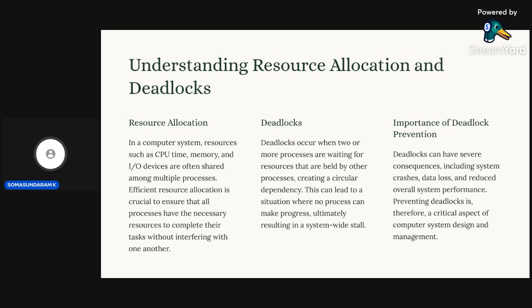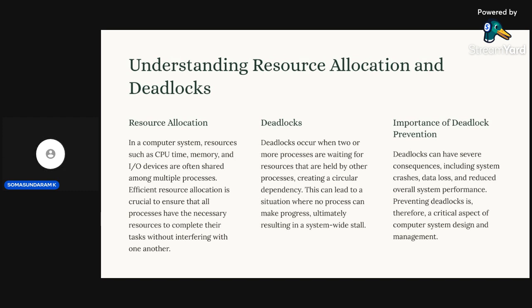To understand resource allocation and deadlocks, we must be familiar with the resource allocation graph. Deadlocks can be described more precisely in terms of a directed graph called the system resource allocation graph. The resource allocation graph consists of vertex P and vertex R. P stands for active processes in the system. Vertex R contains all the resources in the system. Edge Pi to Rj is called the request edge. Rj to Pi is called the assignment edge. This is the way we represent resource allocation in deadlocks.